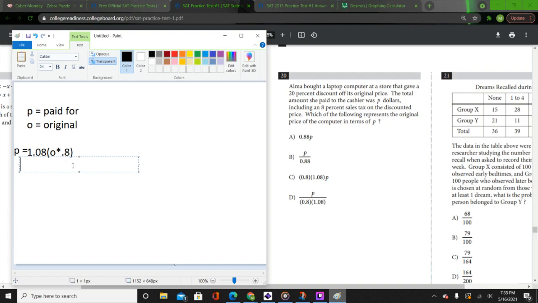So from there, we multiply the 1.08 times 0.8 is equal to, so P is equal to 1.64 times O. O is equal to, we divide by 1.64. Sorry, not 0.1. Oh man, I did that really wrong. 0.864. 0.864. Original is equal to.